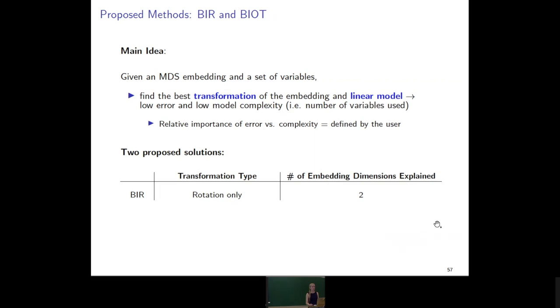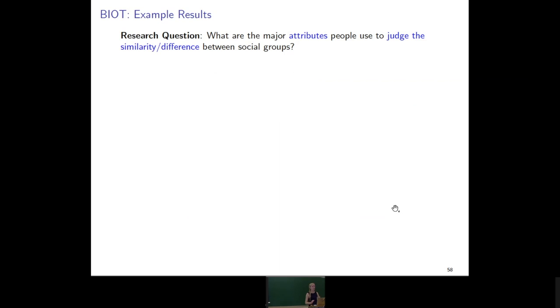For the two proposed solutions, VIR can only be used for rotations, and it's only applicable to embeddings of 2 dimensions. And then BiOT is an improvement of VIR that essentially finds any orthogonal transformation, and it can be applied to embeddings of any number of dimensions. So you don't even need to visualize the data to learn something about it using BiOT. So let's go back to our research question. We wanted to know what are the major attributes people use to judge the similarity or differences between social groups.